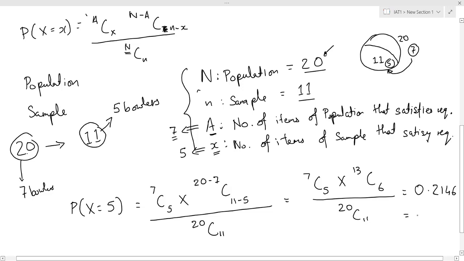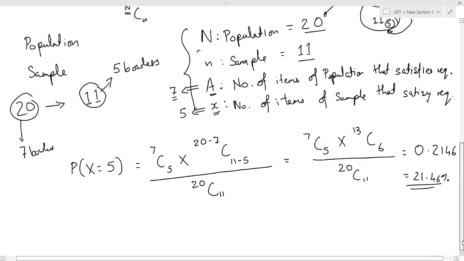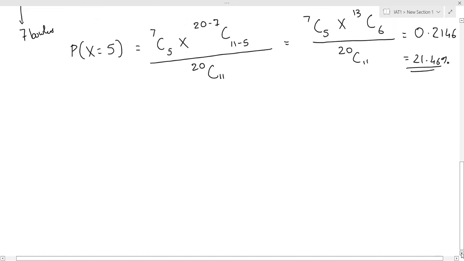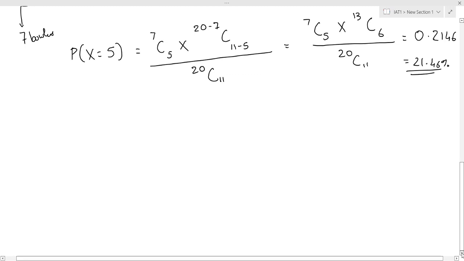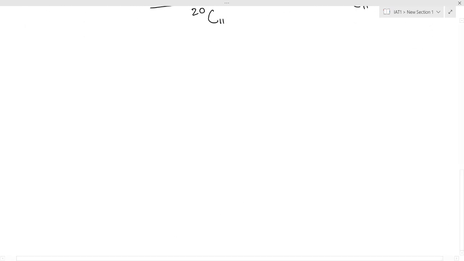0.2146, which is 21.46%. So there is a 21.46% chance that he will select a team in which there are 5 bowlers. Okay, so that is your final answer. So we will solve another sum like this.